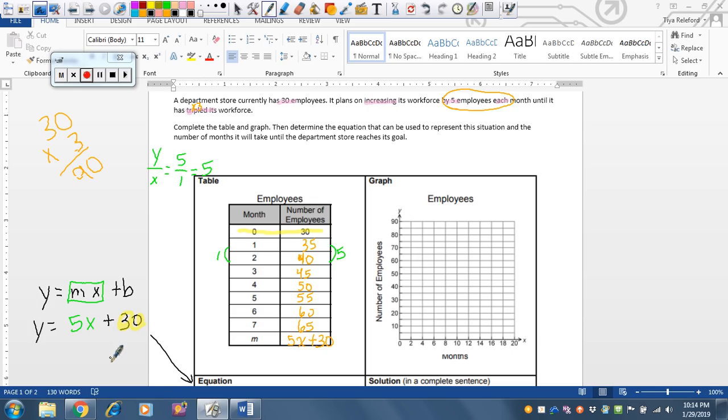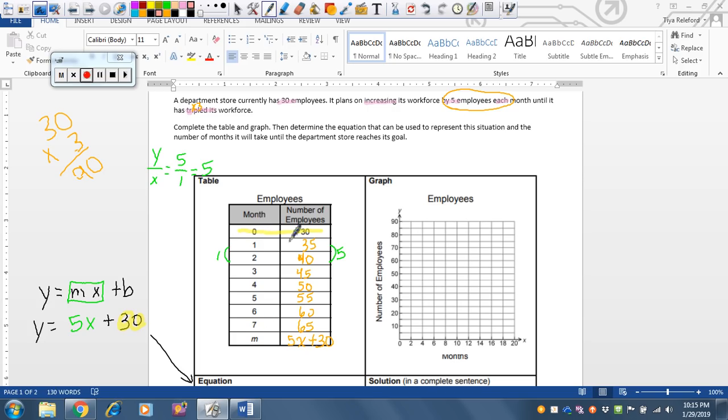We can use that to anticipate a gazillion numbers so that we don't have to make a table forever and ever and ever. If I want 300 employees, I certainly don't want to make a table until I get to 300. I'm too lazy to go to 90. That's the truth.